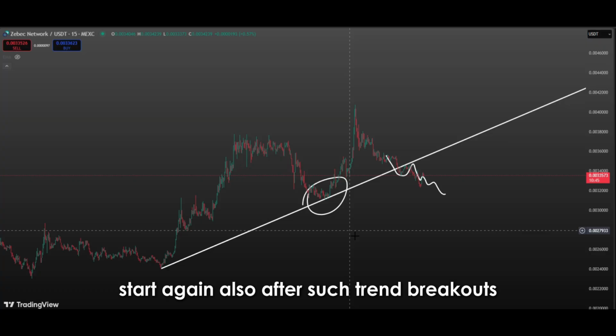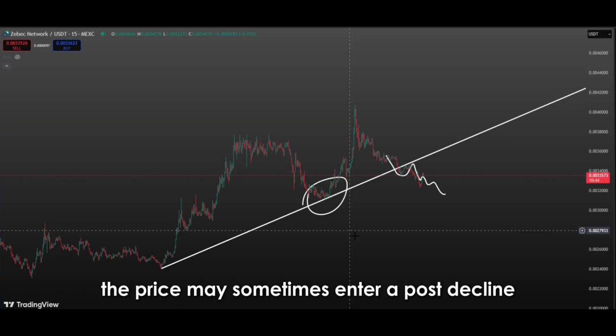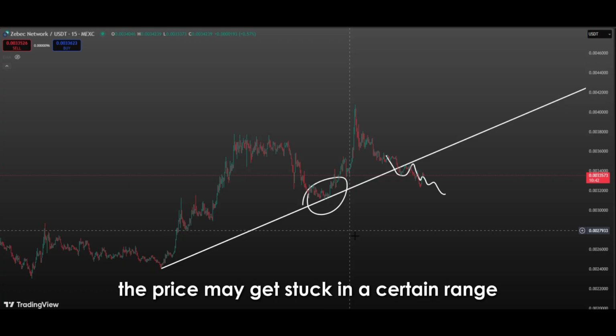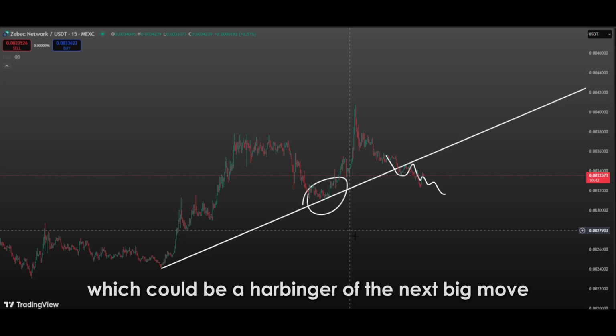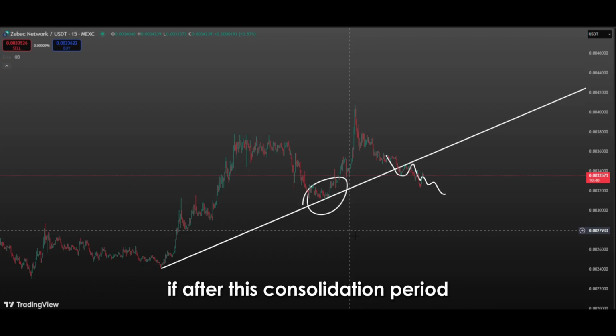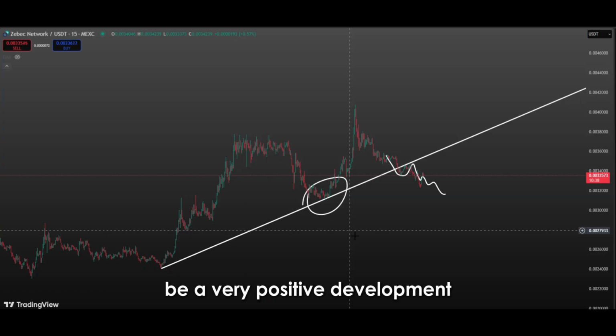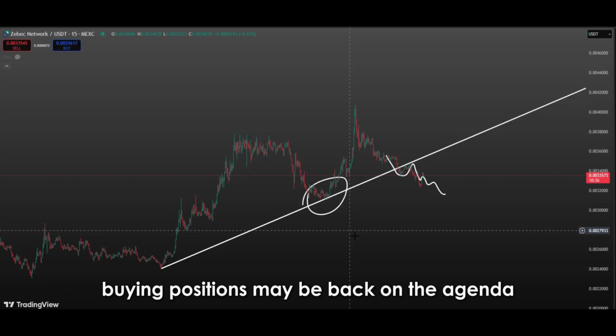Also, after such trend breakouts, the price may sometimes enter a post-decline horizontal consolidation period. During this process, the price may get stuck in a certain range, which could be a harbinger of the next big move. If, after this consolidation period, the price moves back up and breaks above the broken trend line, this would be a very positive development. In this scenario, buying positions may be back on the agenda.